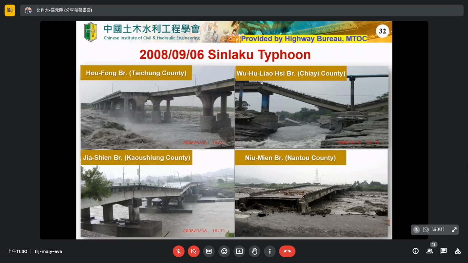Okay, this slide shows at least four bridges destroyed by Typhoon Sinlaku. As you can see, this is the Houfeng Daqiao, and this is the Wuhuliao Xiqiao. This is Jiaxian Daqiao. This is Niumen Qiao. So you can see after the shock of the flood, the pier was destroyed. Then the traffic functionality of the bridge deck was interrupted.